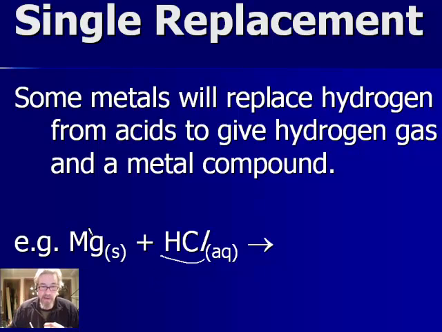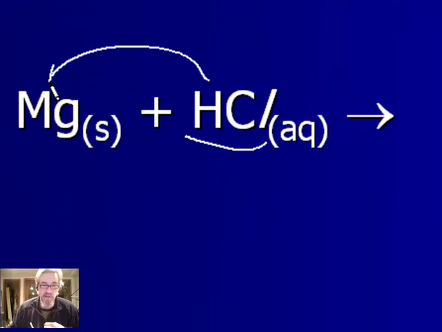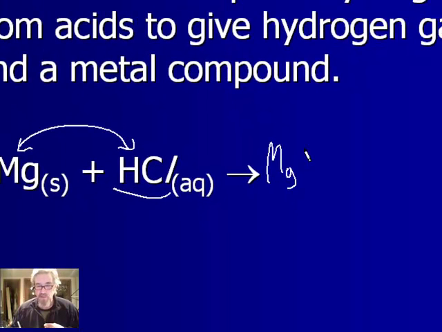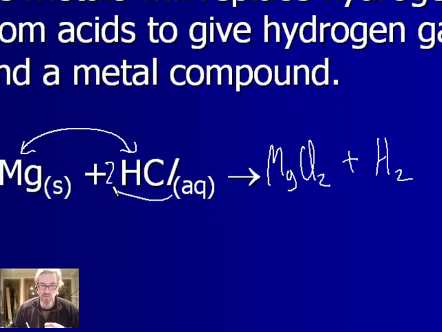So here's a metal by itself. Here's an acid. The hydrogen can be replaced by the metal if the hydrogen's in an acid. So it's going to give a metal compound. Well, this is going to be magnesium with chlorine. Magnesium's 2+, chlorine's 1-, so MgCl2. That's going to leave hydrogen by itself, and hydrogen's diatomic, so H2. To balance this, we'd just have to put a 2 there.